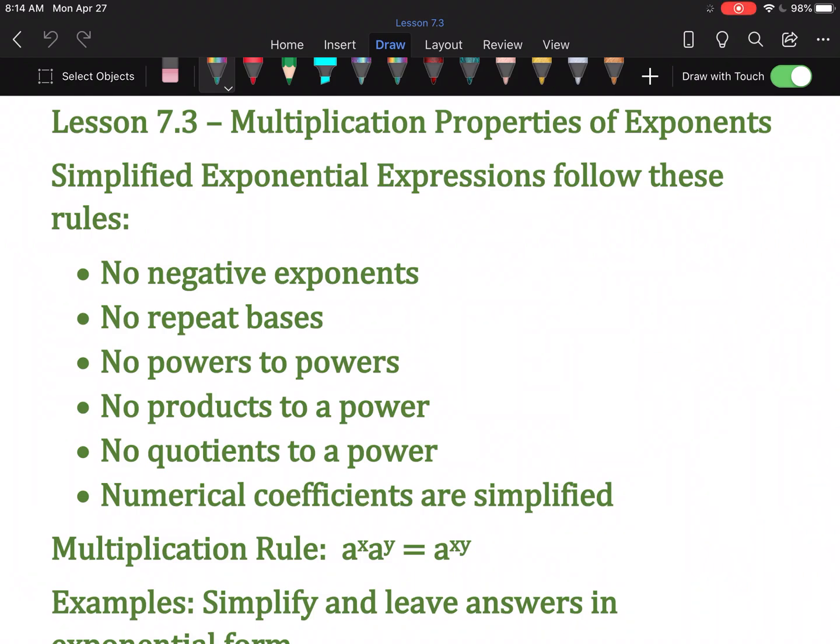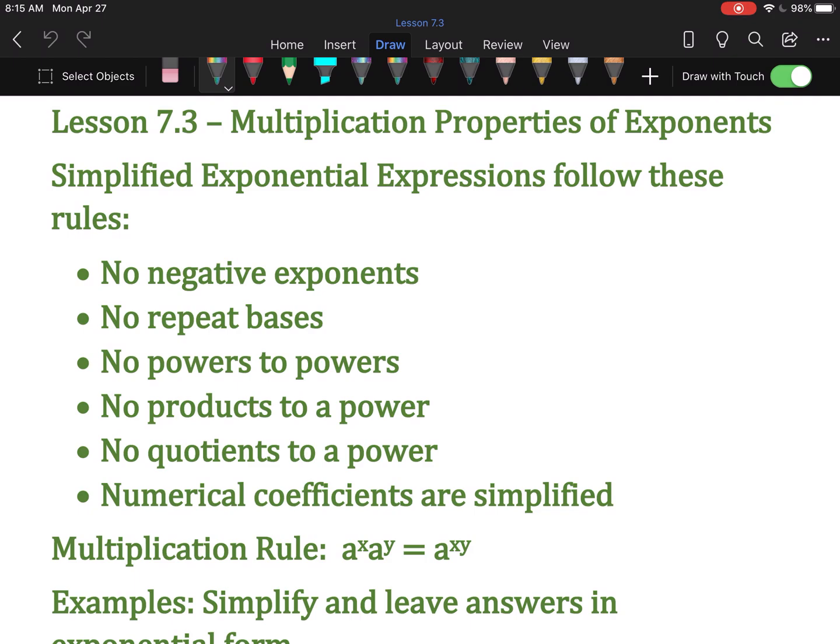Okay, so section 3 is all about the multiplication properties of exponents, and many of these we have seen before in 7th grade. So a couple of things you need to know. You're going to be told to simplify your expressions, and that's going to be the only direction you're given.